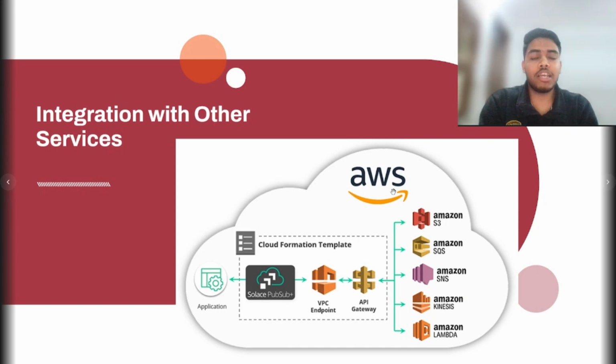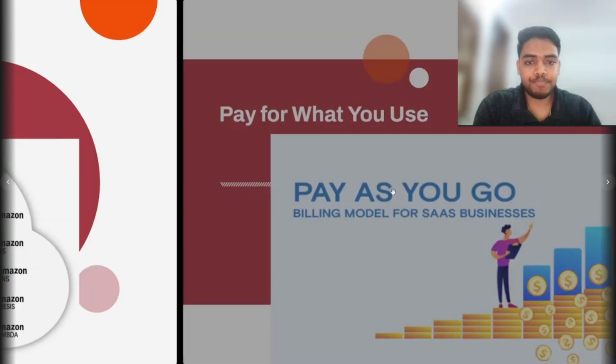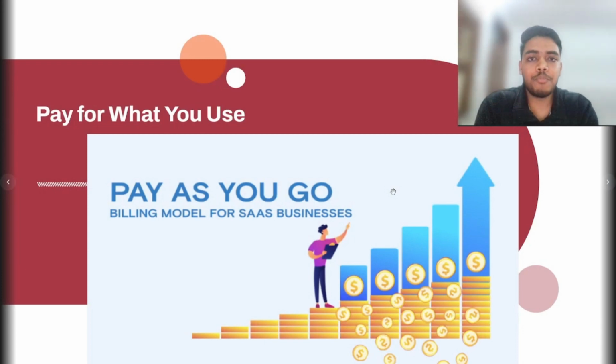Next we have integration with other services like S3, which is the storage service, SQS, which is the queuing service, SNS, which is the short form for notification service, and many such services are also provided and integrated beautifully with EC2.